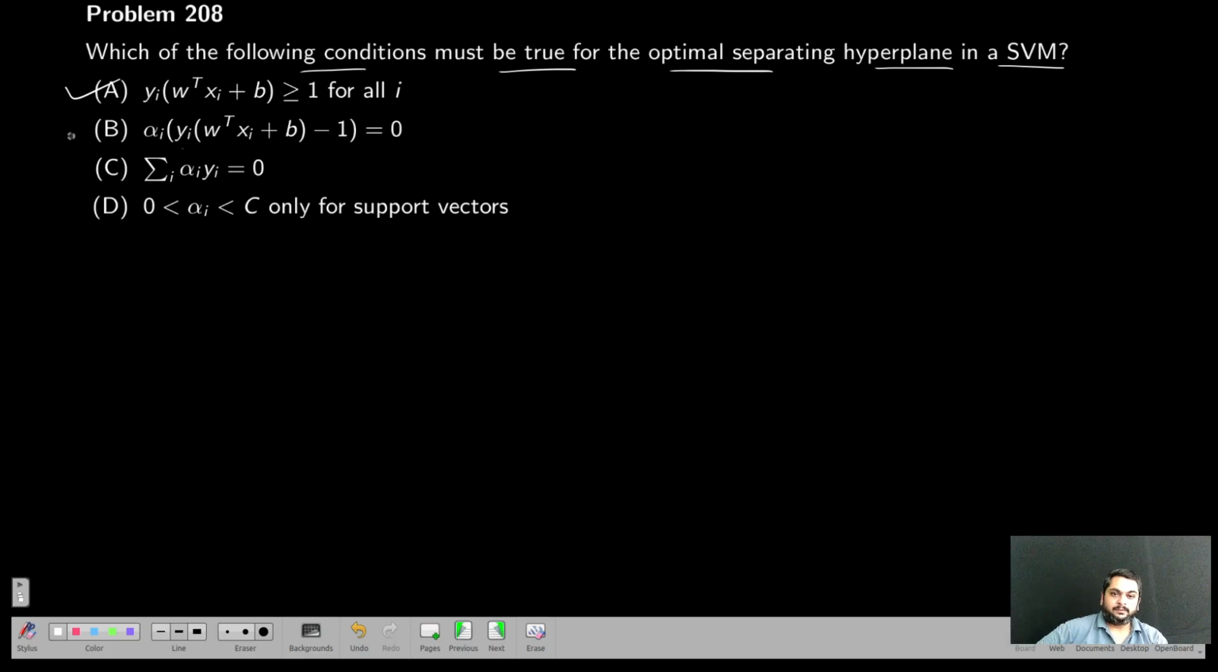Again, when you optimize the dual problem, this should also be true. In the dual problem formulation, for all the support vectors, the summation of the Lagrange multiplier times the class label should be equal to 0. Then only can I solve the optimization problem. Otherwise I cannot solve it. So this is also true.